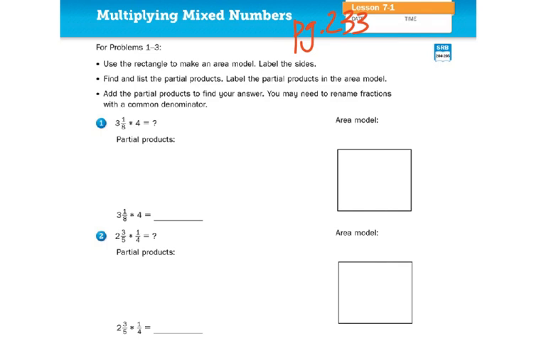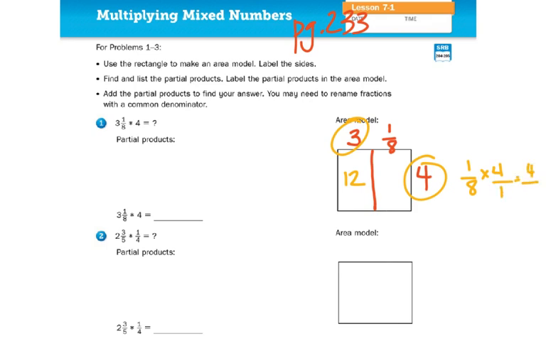So let's take 3 1/8. Let's divide that rectangle into 3 times 1/8. And the other number is just a whole number, so I don't have to divide that anymore. Now let's go ahead and take 3 times 4, which is 12. And then let's take 1/8 times 4. Remember, I can write that over 1. 4/8. Now all I have to do is add those two together. 12 plus 4/8 is 12 4/8. Another way to say that would be 12 1/2.